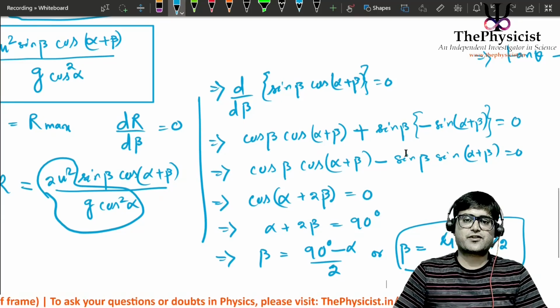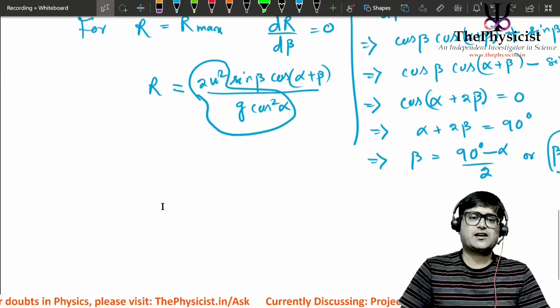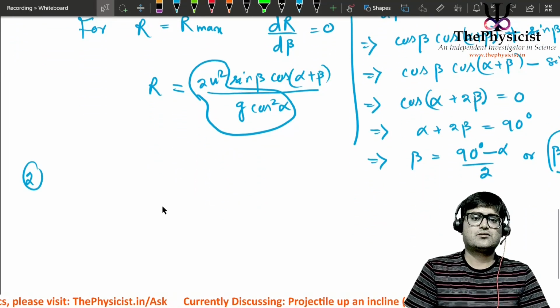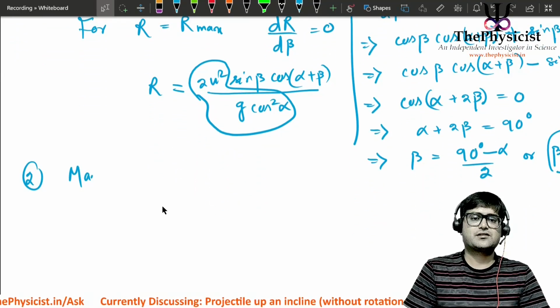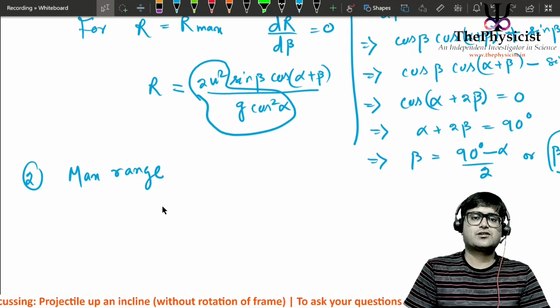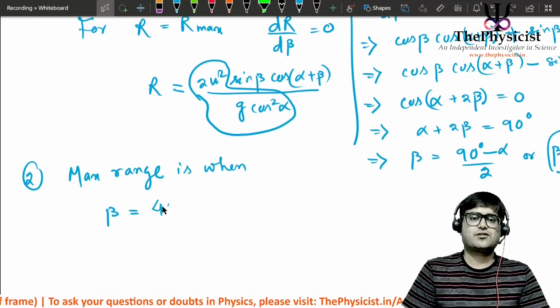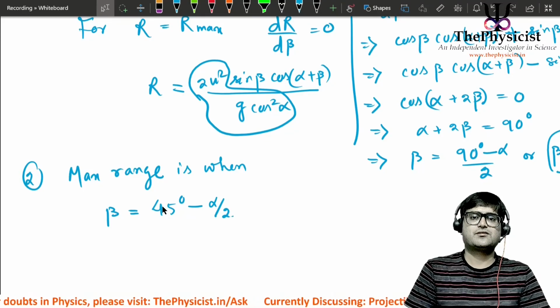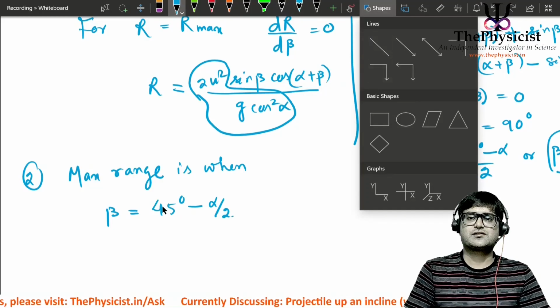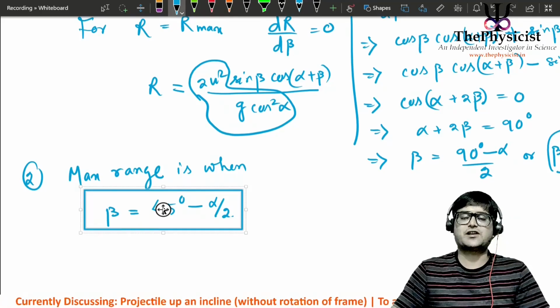So the condition for maximum range, part 2, is done. Part 2: the maximum range is when beta is equal to 45 degrees minus alpha by 2. Yes, part 2 is done.